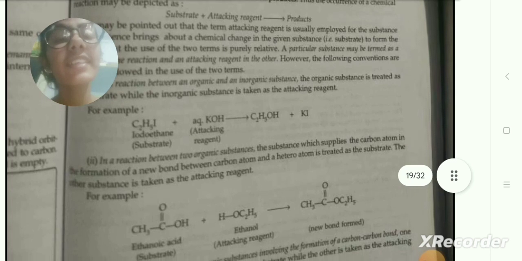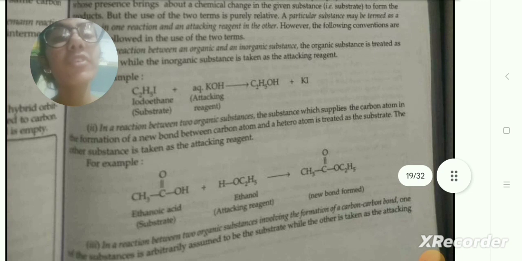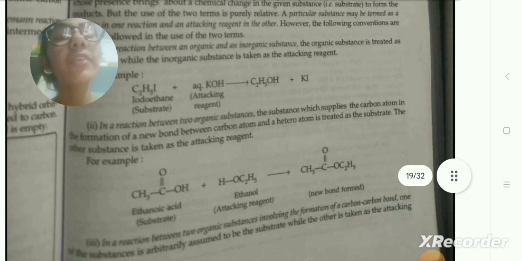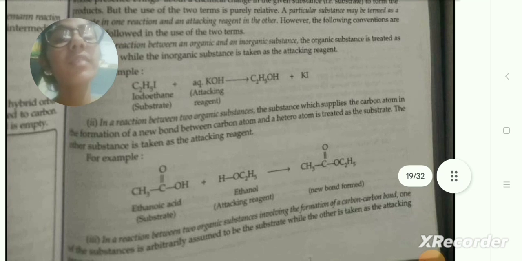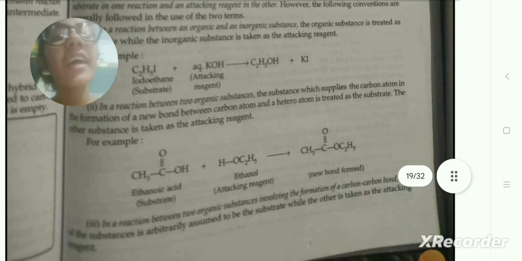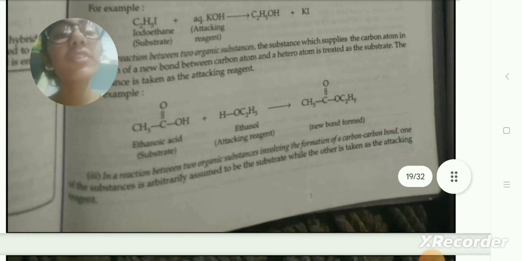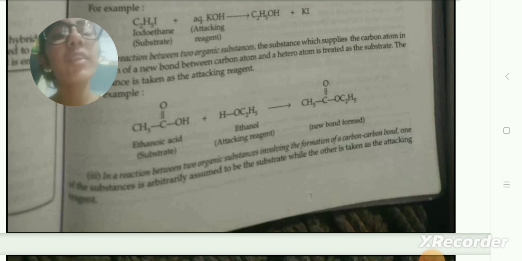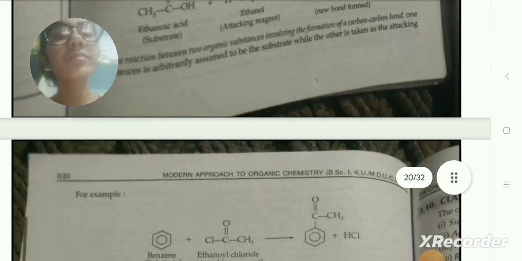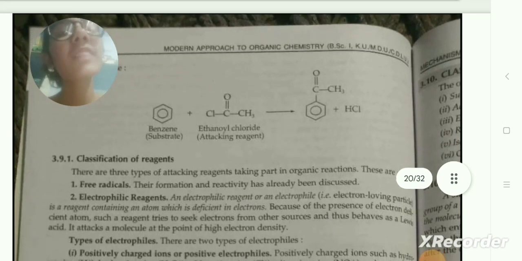Second, in a reaction between two organic substances, the substance which supplies the carbon atom in the formation of a new bond between the carbon atom and the hetero atom is treated as the substrate. The other substance is taken as the attacking reagent. For example, ethanoic acid is the substrate and ethanol is the attacking reagent. Third, in a reaction between two organic substances involving the formation of a carbon-carbon bond, one substance is arbitrarily assumed to be the substrate while the other is taken as the attacking reagent. For example, benzene is the substrate and ethanoyl chloride is the attacking reagent, and then it forms the new structure.